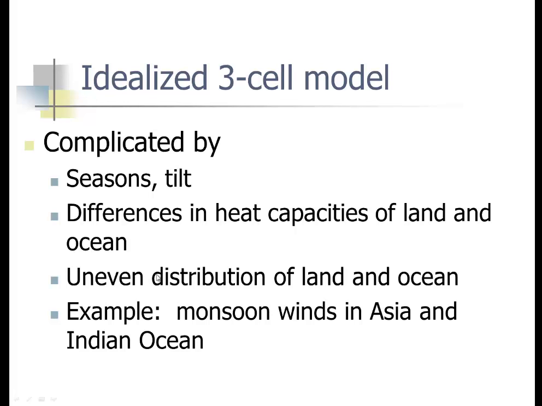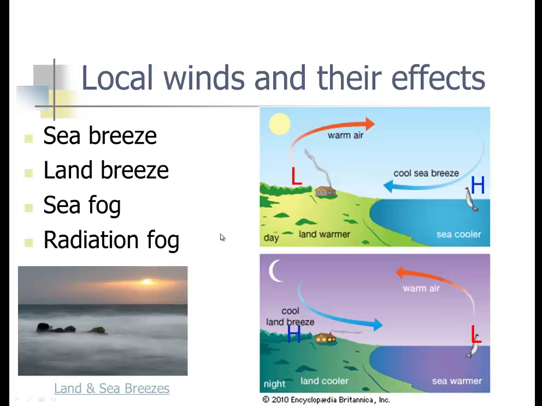It's unequal distribution of land and water, differences of the heat. If you ever jump from land into a pool during the daytime, there's a big difference between air temperature and water temperature, and it's the same thing at the ground, which we'll talk about with land and sea breezes right here. We have what are called local winds.